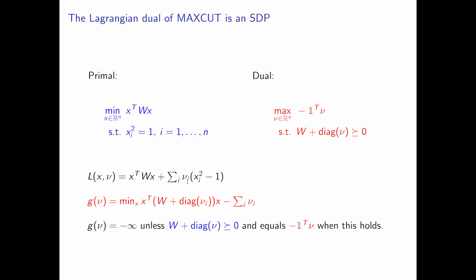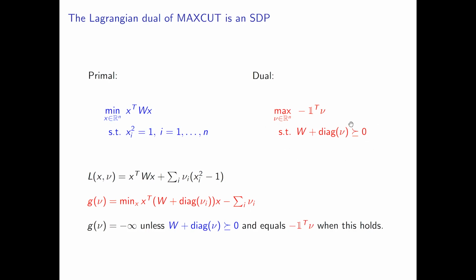For each fixed choice of the nus, you're going to try to minimize this expression, which is basically the Lagrangian, because this nu i xi squared is like diag(nu) being hit by x transpose x. When you do the minimum over x, you're going to get minus infinity unless this matrix is positive semi-definite. And when this matrix is positive semi-definite, then you want to push the x down to 0, and then you're left with the row vector of 1s hitting nu. So this is my dual.